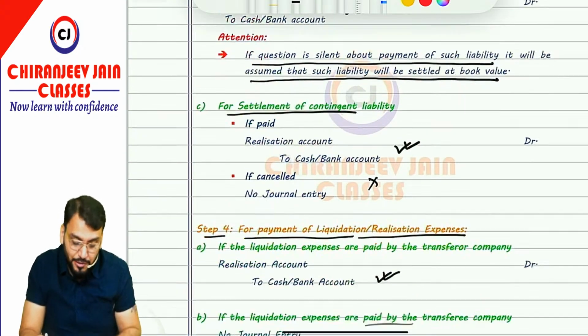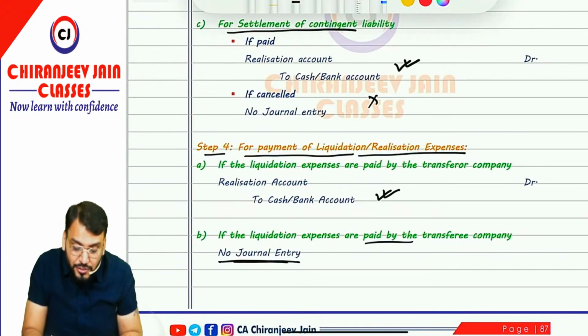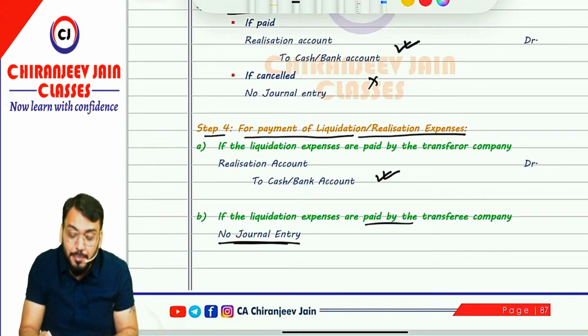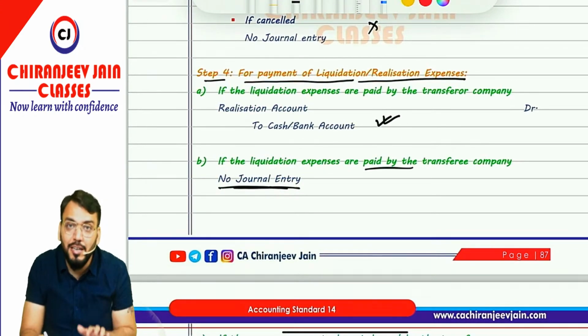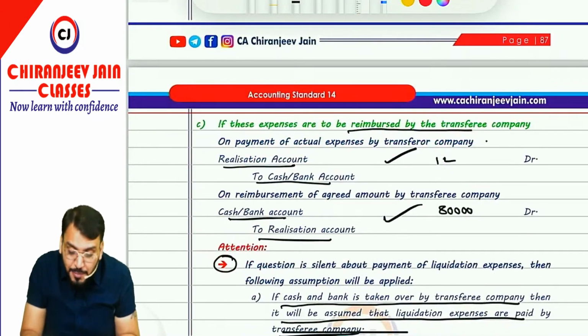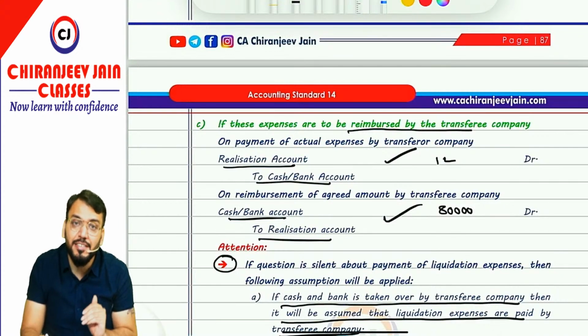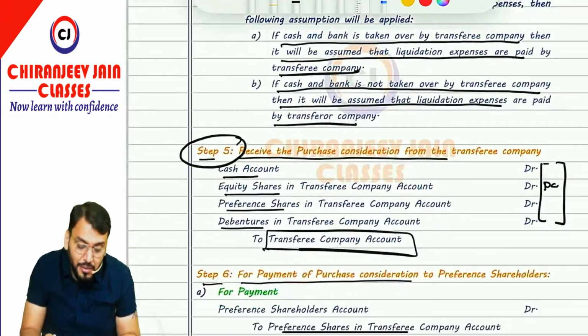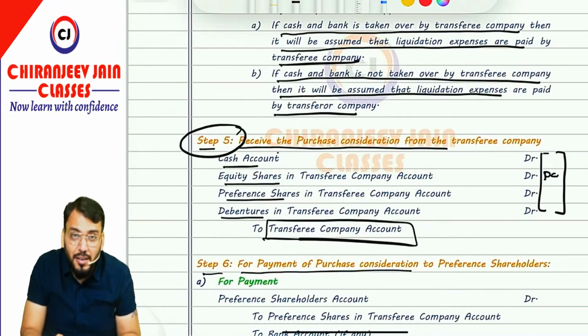Then for payment of liquidation expense, if paid by transferor company, then realization account debit to cash or bank. If paid by transferee company, then no journal entry. If reimbursed by transferee company, then first payment journal entry: realization account debit to cash or bank. Then recovery means reimbursement: cash and bank debit to realization account.